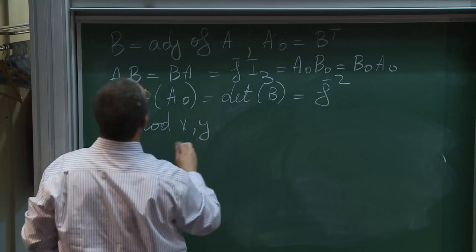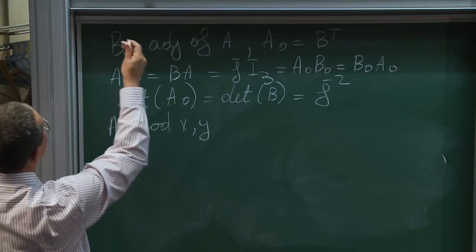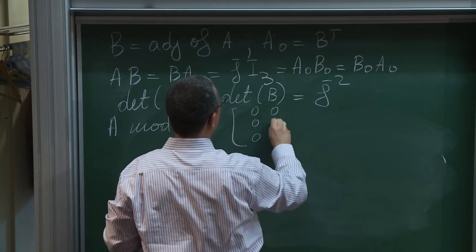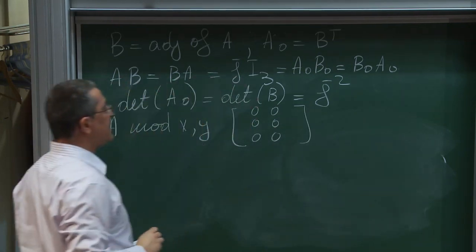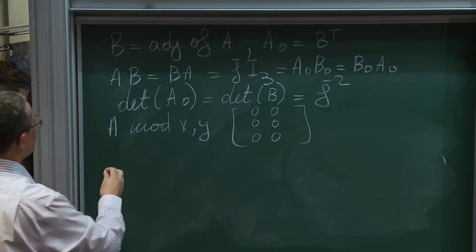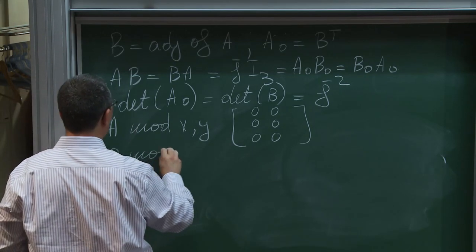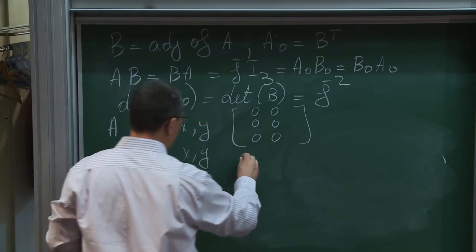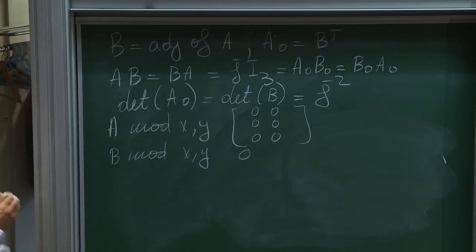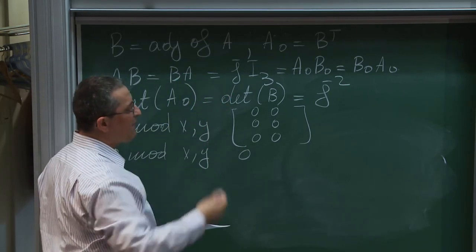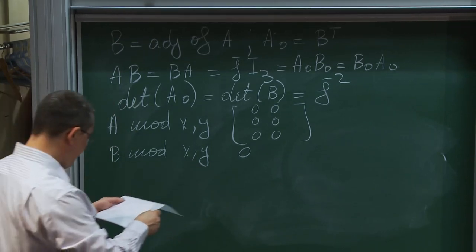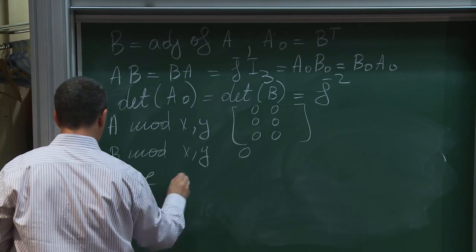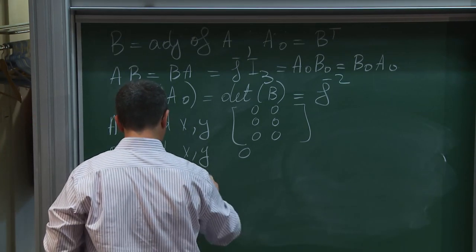And also, if one looks at A mod XY, we're going to get zeros on the first two rows, and therefore first two columns. And therefore, it's going to be of rank 1, which is going to imply that the adjoint also is going to be 0 mod x and y. So therefore, when we take the transpose A naught, we're definitely going to get something which is nilpotent. Now, we have also the subcase where C is a unit.